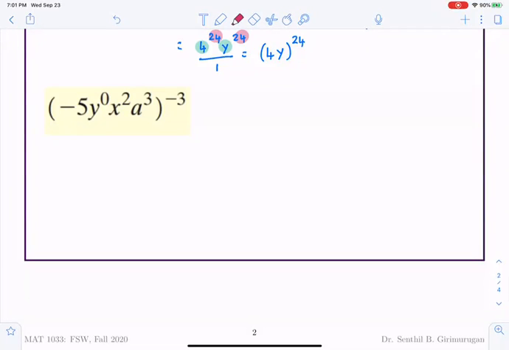So here we have -5, y raised 0, x squared, a cubed, the entire term raised to the power of -3. So let's get rid of that y raised 0. It's just 1. So -5 times 1 is simply -5. And then I have x squared and a cubed, raised to the power of -3. We have -5, which I could write as -1 times 5, x squared, a raised 3.